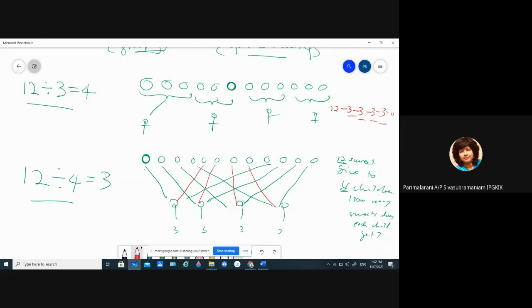Matthew was given 48 cards. The cards were in packs of 6. How many packs did he receive? Measurement. Repeated subtraction model, because it is already measured into packs of 6. Okay, so how many packs did he receive?